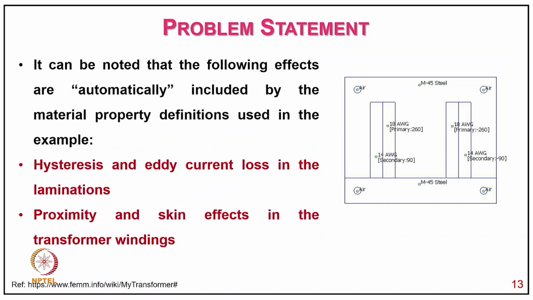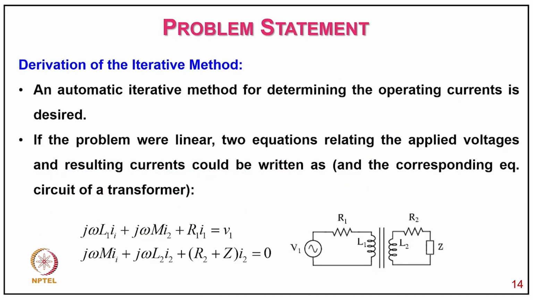It can be noted that the following effects are automatically included by the material property definition used in this example: hysteresis and eddy current losses in the laminations, and proximity and skin effect in the transformer winding.